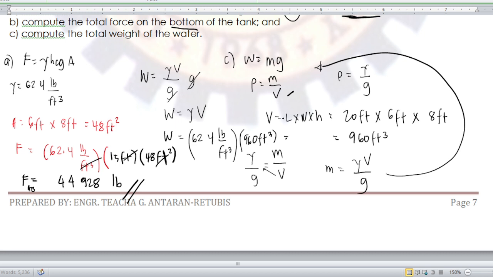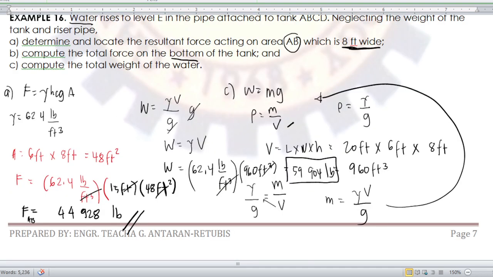So 62.4, using your calculator, 62.4 times 960, we have 59,904, and the unit, class, will be pound. So again, this is already your weight, total weight of water. So that would be the solution for your example number 16.